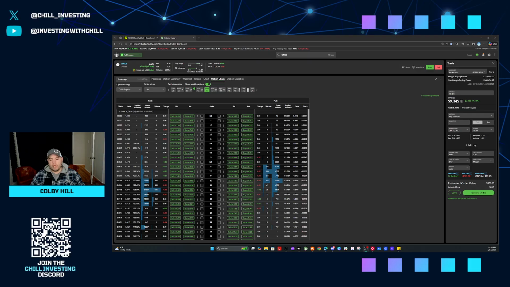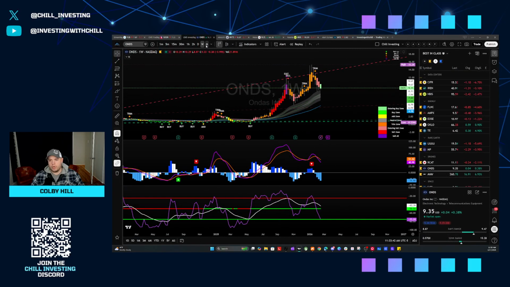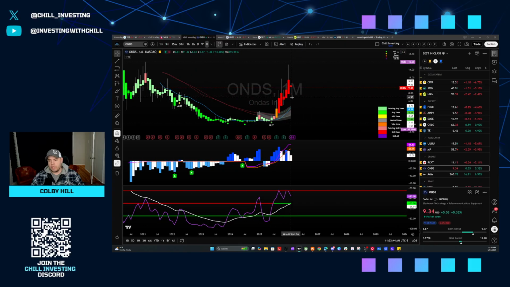So what I want to look at is, let's first find where the support levels are, and let's look at ONDS's chart real quick. So we're going to pull up a chart, and we're going to bring it on back. All right, so we're at the monthly time frame. As of right now, our momentum meter is bullish. We are above the center line.